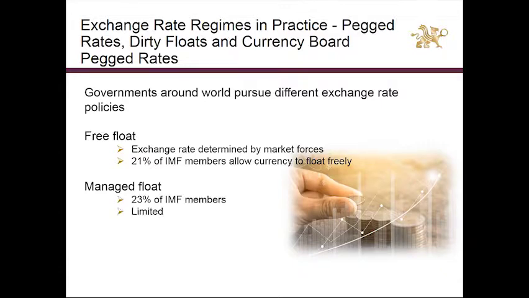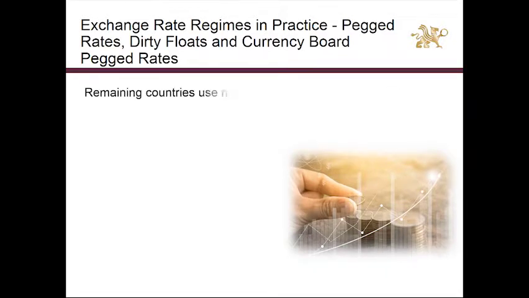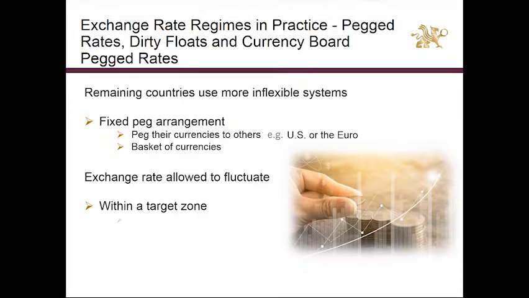These are typically smaller states, mostly in Africa or in the Caribbean, that have no domestic currency and have adopted a foreign currency as legal tender within their borders, typically the US dollar or the euro. The remaining countries use more inflexible systems, including a fixed peg arrangement, 43%, under which they peg their currencies to other currencies such as the dollar or the euro, or to a basket of currencies. Other countries have adopted a system under which their exchange rate is allowed to fluctuate against other currencies within a target zone, an adjustable or crawling peg system as it's called.